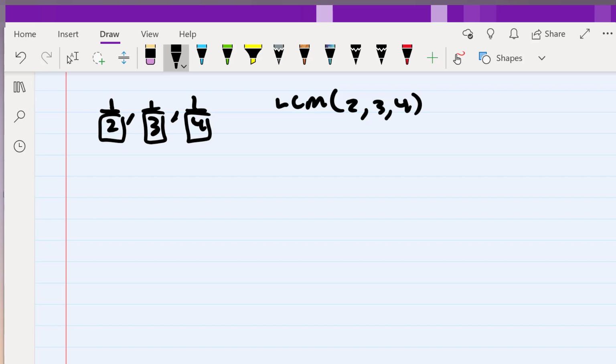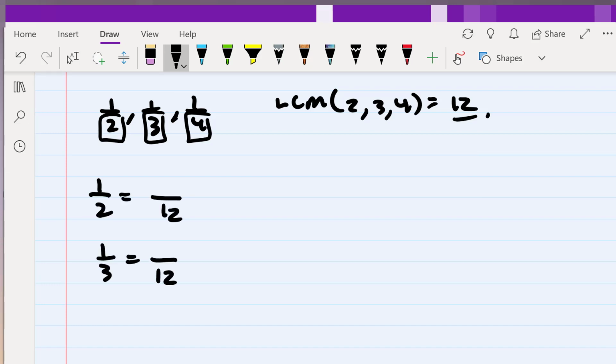Well, what about 8? Well, 2 and 4 go into 8, but not 3. Let's try 12. So we need to write 1/2 as something over 12, 1/3 as something over 12, and 1/4 as something over 12.